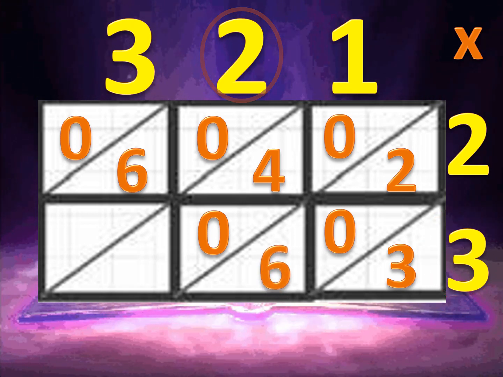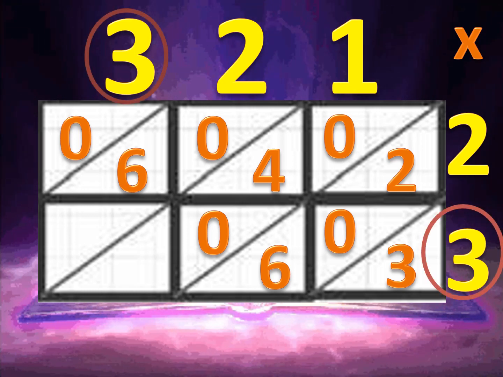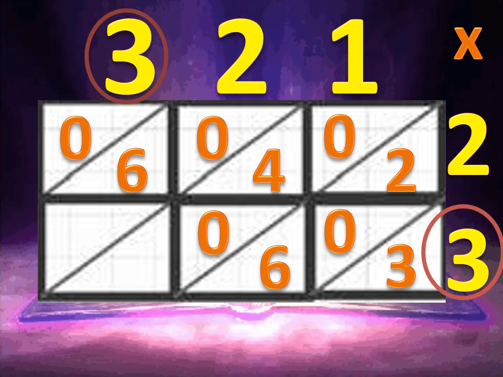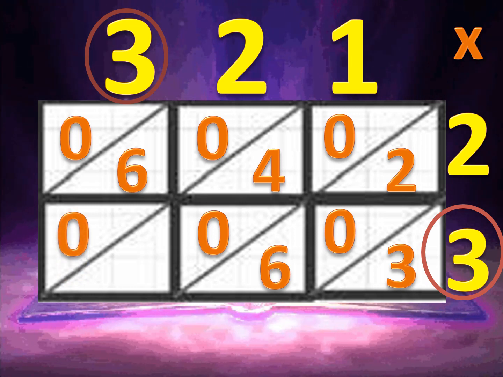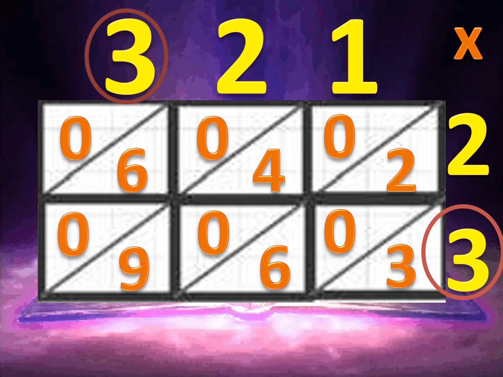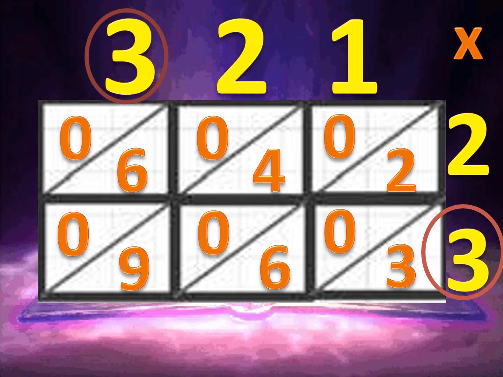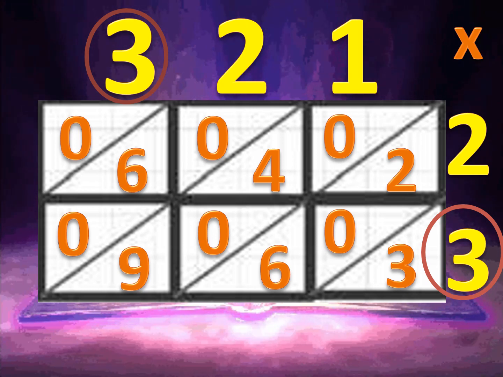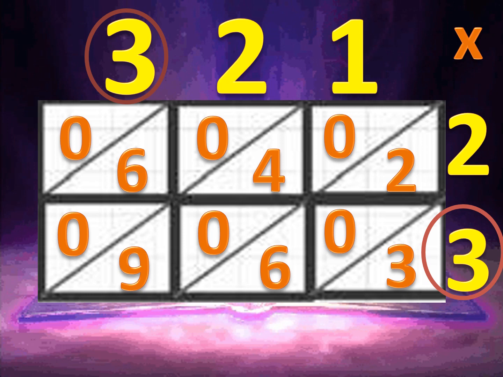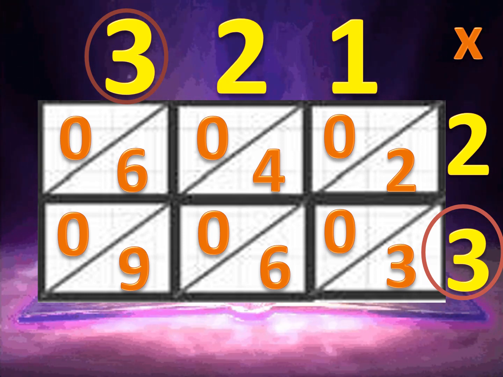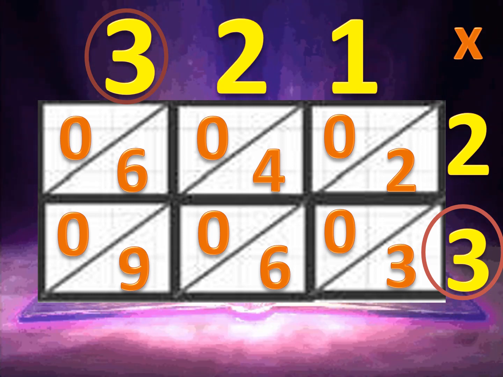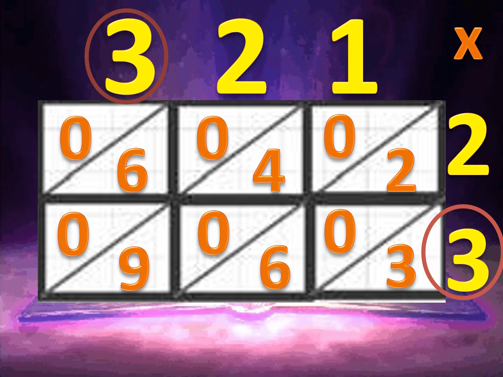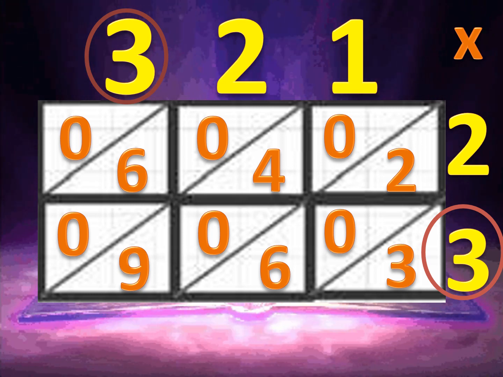For the last number to be multiplied is 3 times 3. 3 times 3 is 9. So 0 above the diagonal and 9 below the diagonal. So now we already have our partial product. To be able to find the final product, we need to add the partial product diagonally.